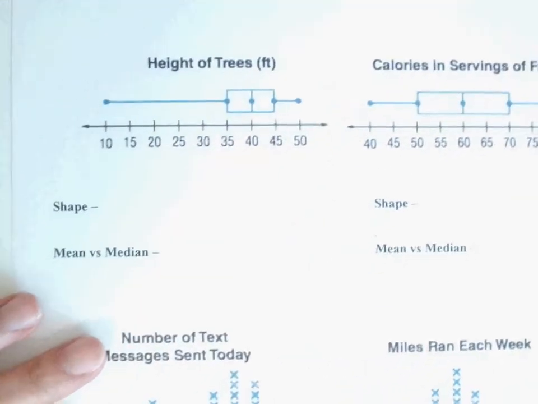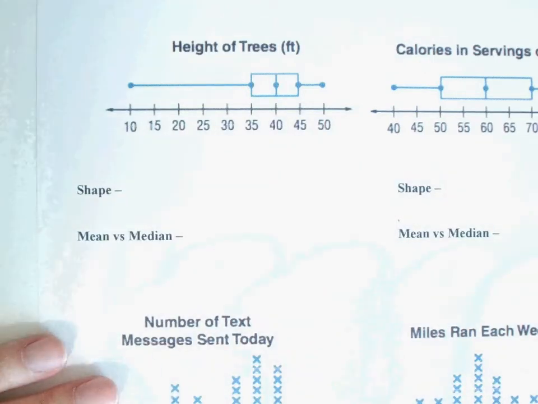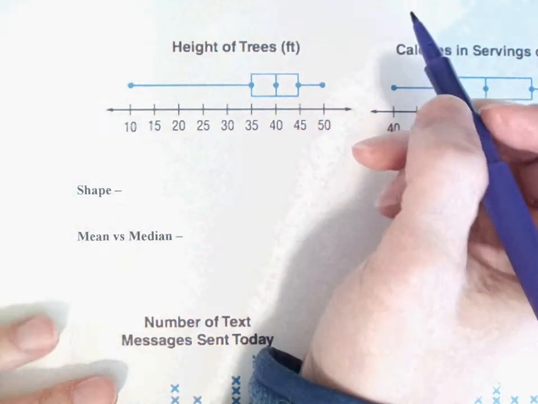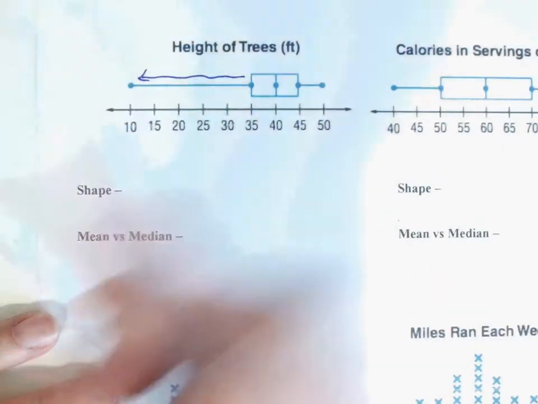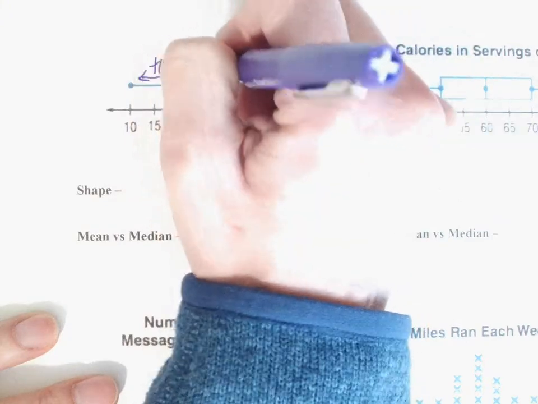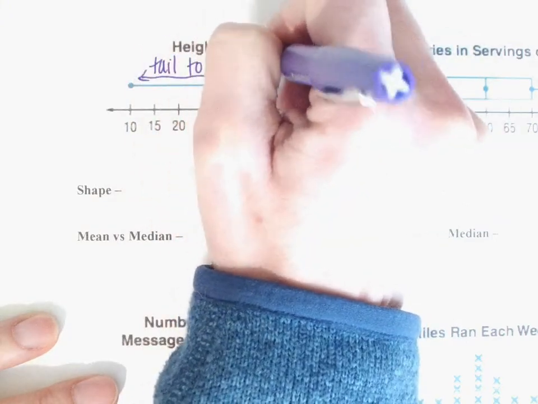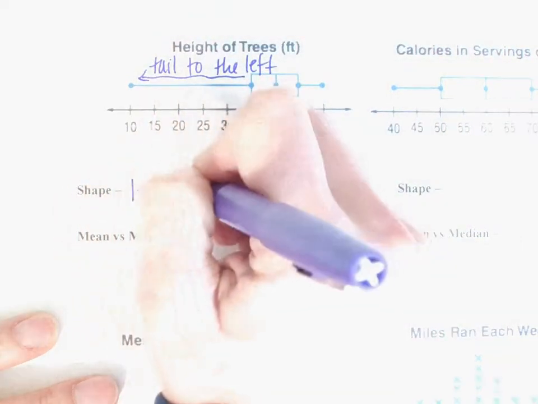So now I have a box and whisker plot. Again, my question is going to be, what is the shape of this? Well, this is asymmetric, but I want to know when it's asymmetric, is this left or right skewed? And so we'll go ahead and say this right here, this is considered the tail. And the tail goes to the left. Okay, and so this is called left skewed.